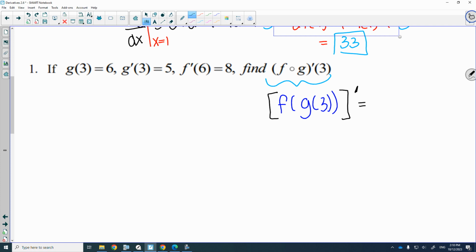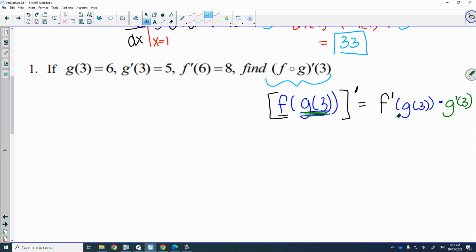So f of g of 3 is, remember, it's your outer function. It's the derivative of your outer function. Inner function stays the same, times the derivative of the inner function. So what that would be, the outer function is f. So it's the derivative of the outer function. Inner function stays the same. So inner function is g of 3. And then we multiply it by, what will I multiply this by? The derivative of which function? The inner function. So the inner function is g of 3, and the derivative of that would be g prime of 3. That's your chain rule.